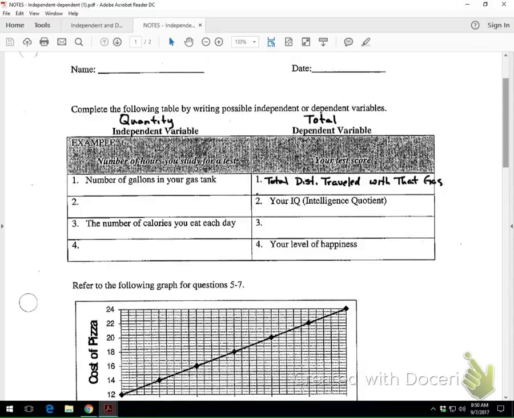Then we have a blank on number 2 under independent, but under dependent it says your IQ. IQ stands for intelligence quotient, like an IQ test. Your IQ, let's say, 1,000, I don't know. Mine's 5. So what would be the independent variable if your total IQ is a certain total number? Number of questions. Good.